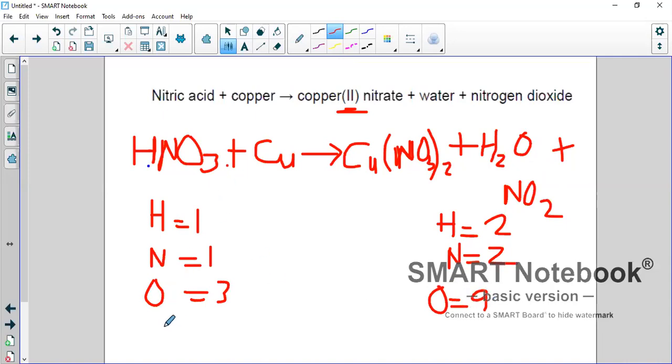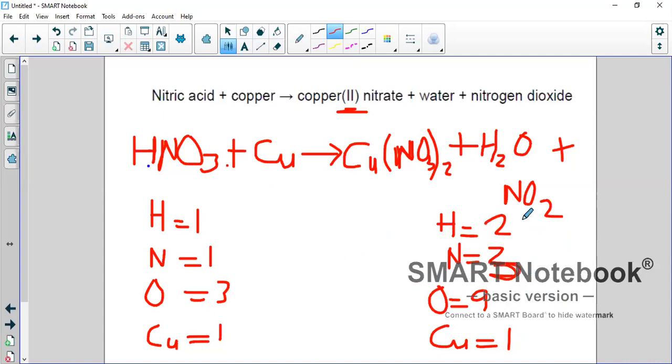Right, then I've got my copper. Copper this side, I've got 1. And the other side, copper, I've got 1. So copper is balanced. Nitrogen is not balanced. Hydrogen is not balanced. Oxygen is not balanced. How do we balance it? Nitrogen on the reactant side, it's 3, because 2 here and 1 there. So nitrogen there are 3, yes. Right, how do we balance this?